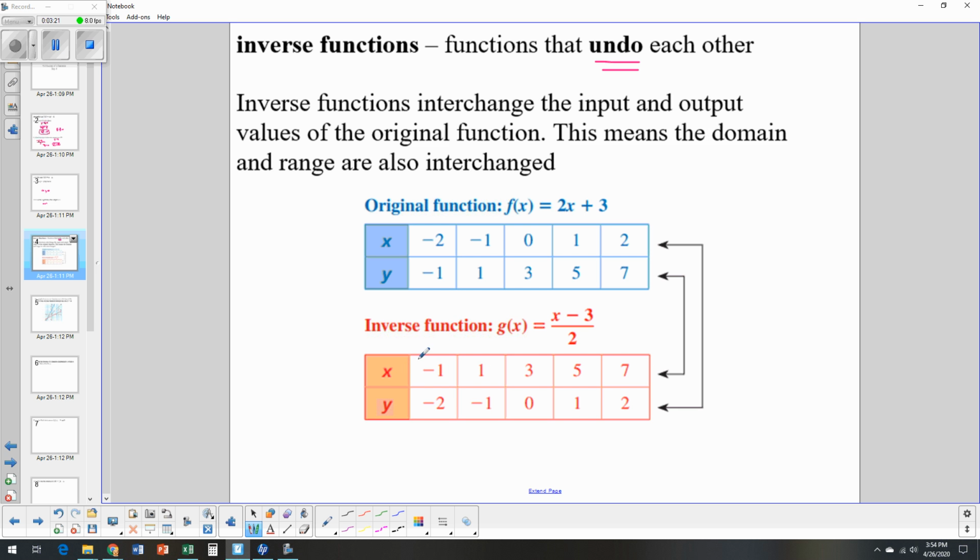And if you notice, these numbers here are the exact same numbers that were here for the y's. So the x's and y's completely switch. Right? Same thing for the x's here. These x's became these y's.